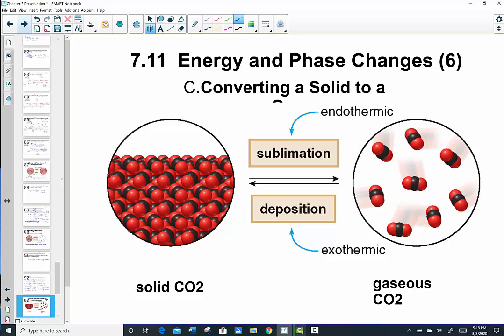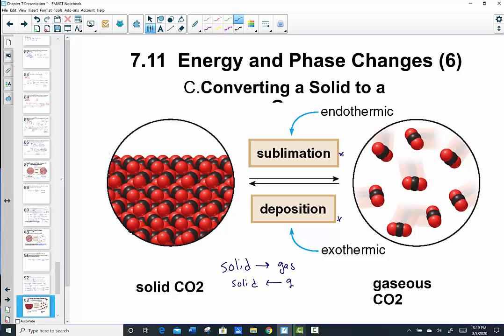And then our last topic, putting it all together, is looking at energy and phase changes on a graph. Converting a solid into a gaseous phase. We have some vocabulary. Going from a solid directly to the gaseous phase is known as sublimation. Dry ice is a great example of sublimation. Or going from a gas directly back to the solid phase, that's called deposition. We should know those vocabulary words as well.